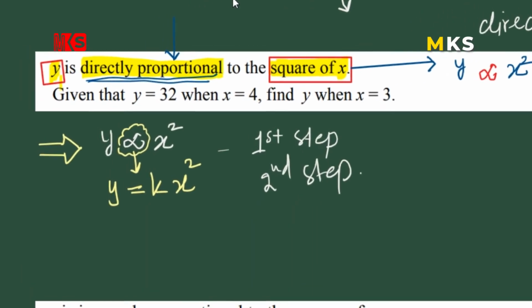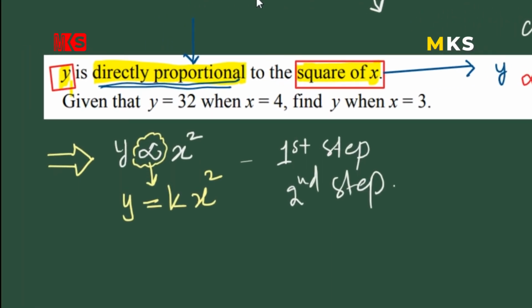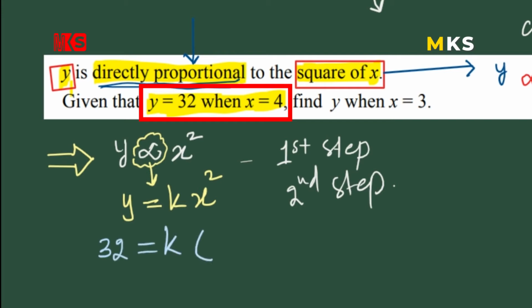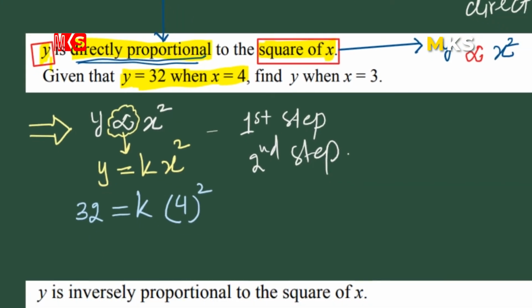Now this is an incomplete formula because we have got an equation or a formula, but the value of the constant is missing. To find the value of the constant, we will be given a pair of corresponding values of x and y. Here you can see x is 4 when y is 32. So we will substitute these values of x and y in this equation. So y is 32. 32 is equal to k times x, which is 4 squared. And 4 squared is 16. So 16k is equal to 32, and that will give us the value of k, which is k is equal to 32 over 16.